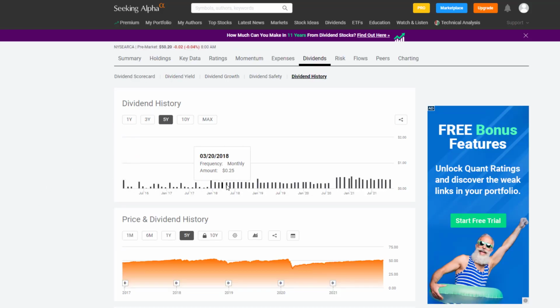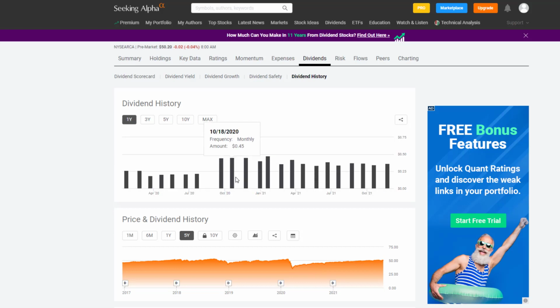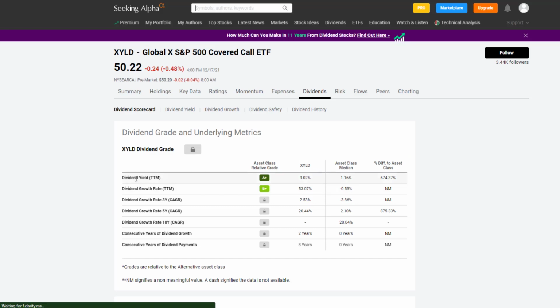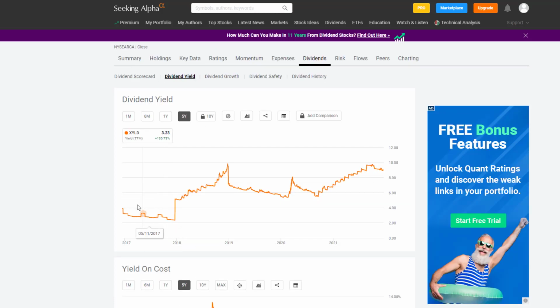They have been paying a pretty consistent 20 to 30 cents per month, and here more recently it's been closer to 35 cents a month. Look at the 1-year history. It's been 45 cents, been pretty high dividend payout. Seeking Alpha gives it a decent A+ dividend yield and a decent B+ dividend growth rate, and historically this is what their dividend yield percentage has grown to.